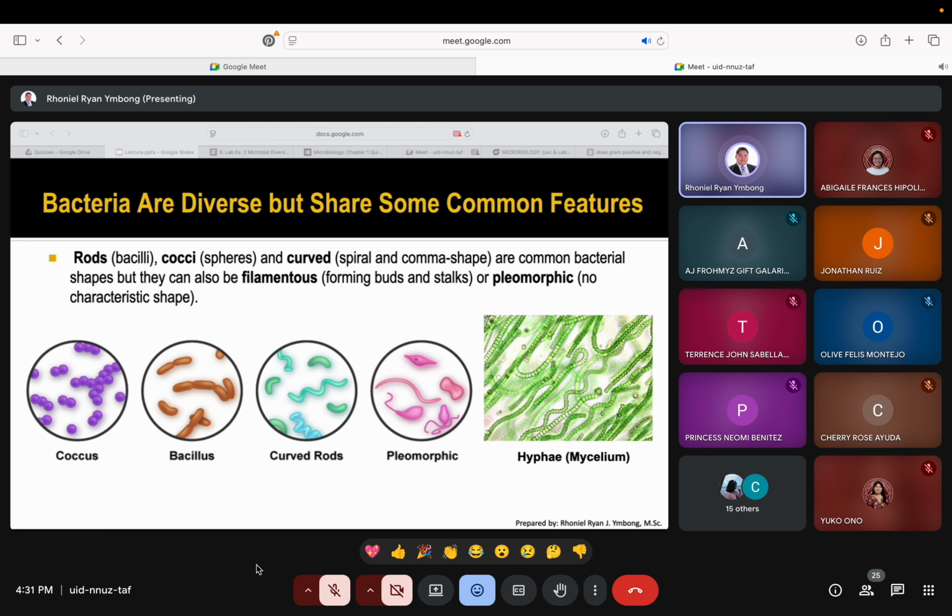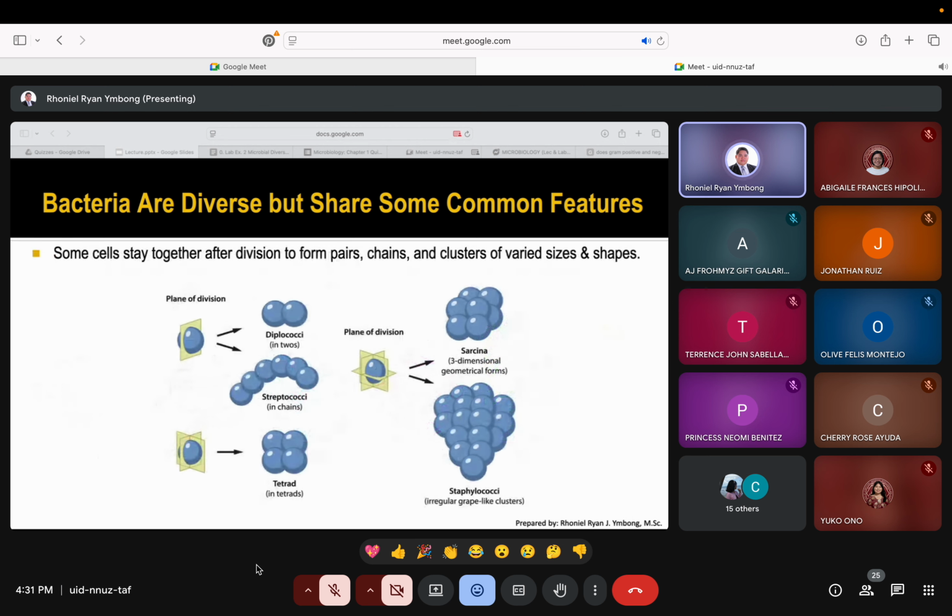Another shape is your pleomorphic, meaning they do not have a definite characteristic shape. So aside from being spherical, being curved rod, being rod shape, they have another type of shape. And then lastly, you have the filamentous bacterial cell, which has the presence of hyphae and other differentiated cells along its length. Now, aside from having our common bacterial shape, you also have what you call bacterial arrangement.